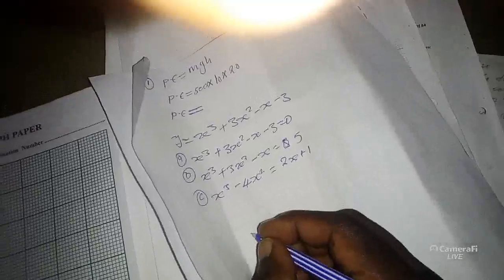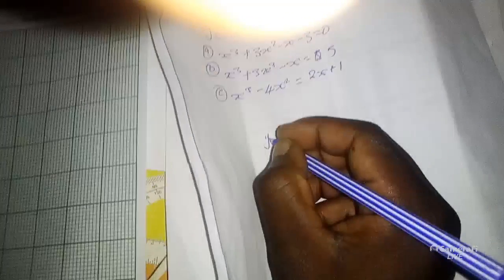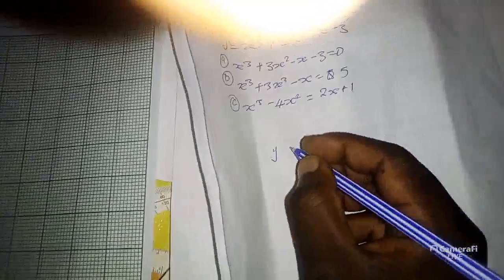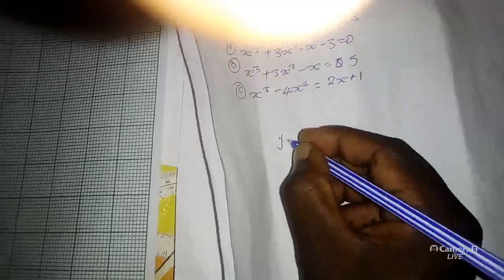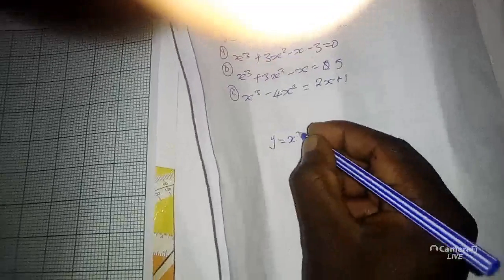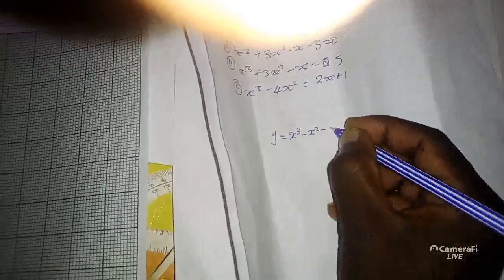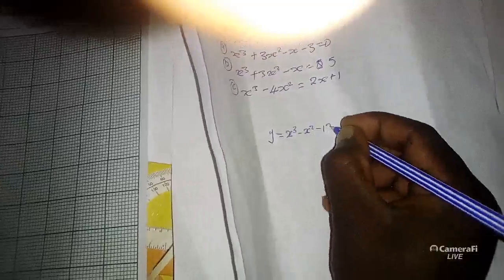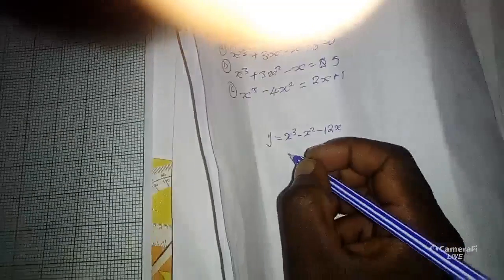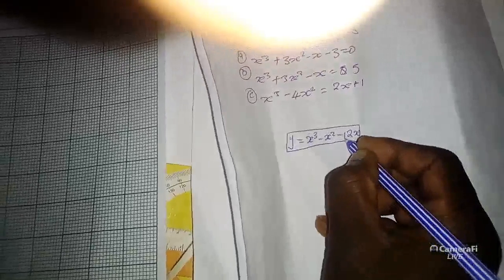So I'll write the equation: y is equal to x cubed plus x squared minus 12x. Now they are saying use the graph to solve. So this is the standard equation that was given in that graph.